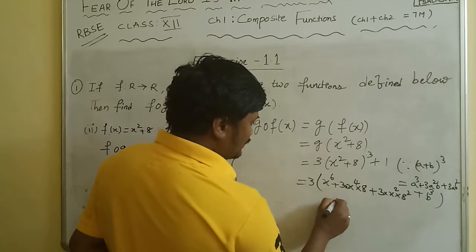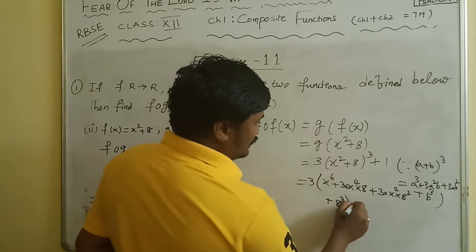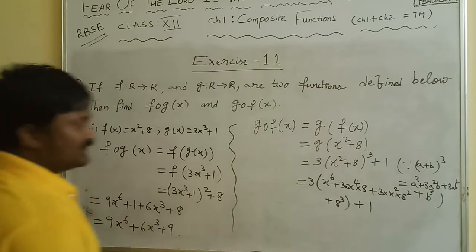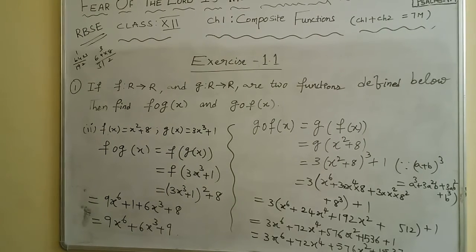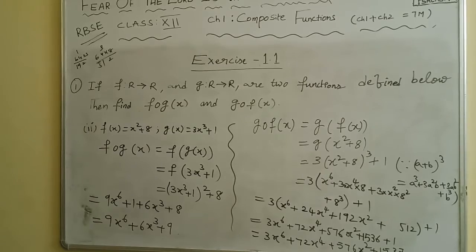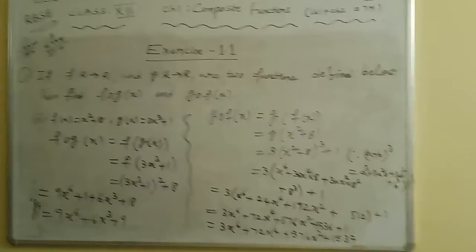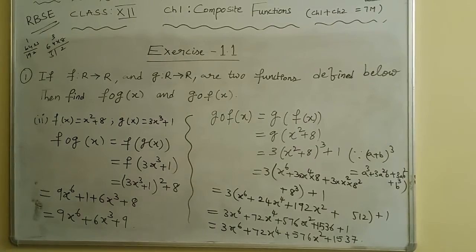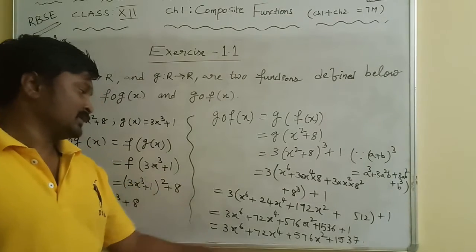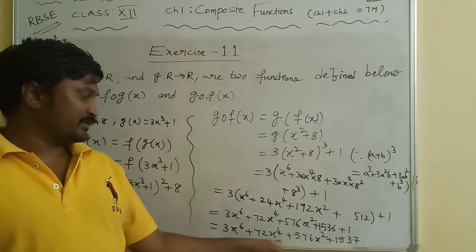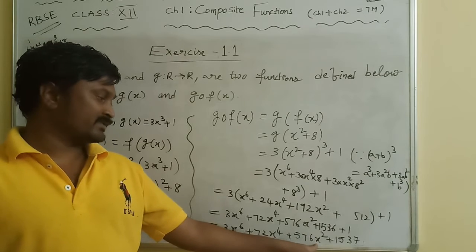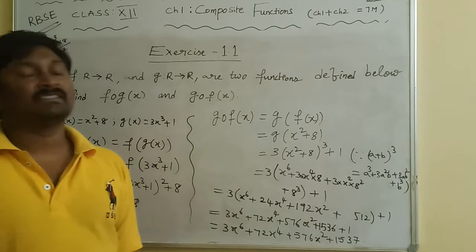B cube is nothing but 8 cube plus 1. So then how to simplify this part now? Right. So now when you simplify this, you get the answer as 3x to the power of 6 plus 72x to the power 4 plus 576x square plus 1537.